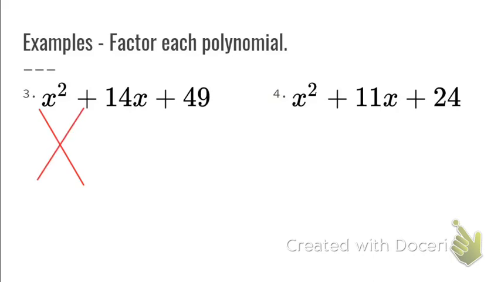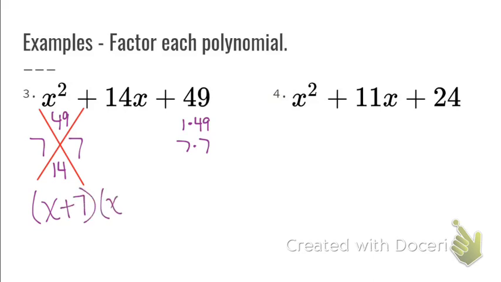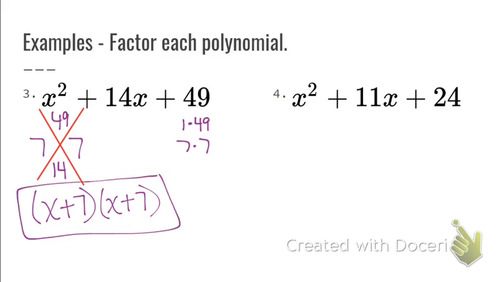On number 3, we are trying to multiply to 49 and add up to 14. Again, our list of factors for 49 is pretty short. If you're looking at your sheet, you would see 1 times 49 and 7 times 7. Hopefully you see that 7 times 7 is the one that adds up to 14. So our answer in this case would be x plus 7 times x plus 7. Let's move on to number 4.